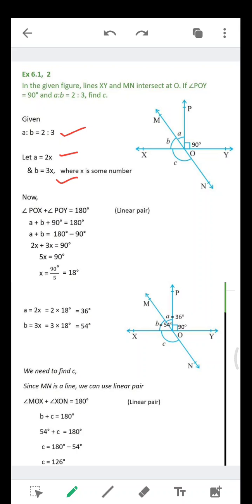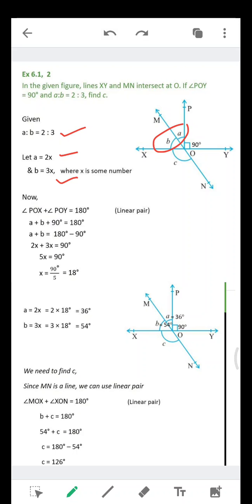So POX plus POY is equal to 180 degrees. So what is POX and POY? POX is A plus B, and POY is 90 degrees. So A plus B is equal to 180 minus 90. What is the value of A and B here? I'll plug in those values. 2x plus 3x is equal to 90. So 5x is equal to 90, so x will be equal to 90 by 5. When you cancel 90 by 5, you will get 18 degrees.